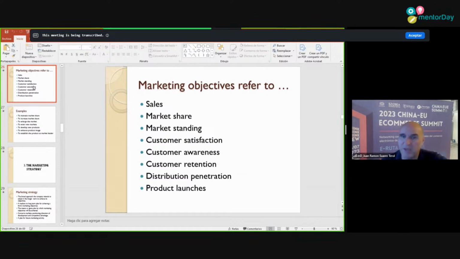It could be sales as well, obviously. It could be market share. It could be market standing, customer satisfaction. Well, I don't think they care a lot about customer satisfaction, but customer retention is very important. So it's okay that probably your company in the future will have all of these objectives, and that will be good. That will mean that you have a very good company, a big company, and successful.